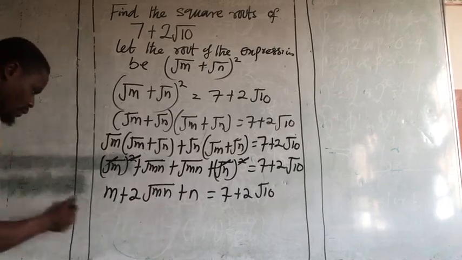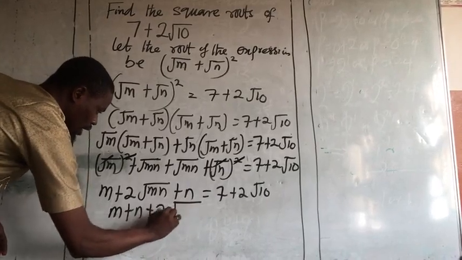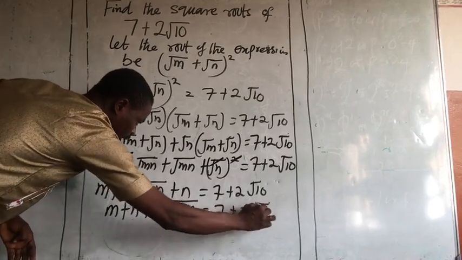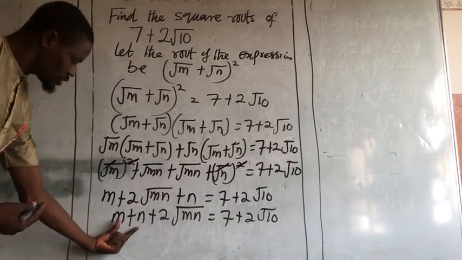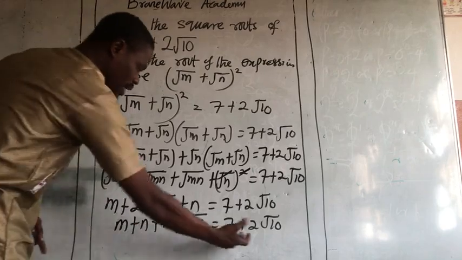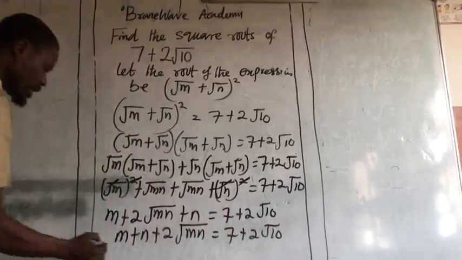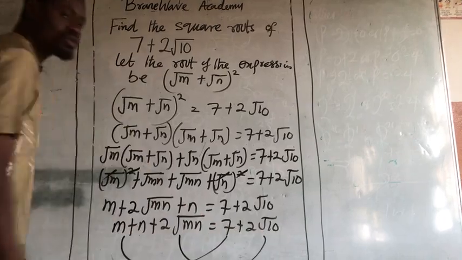This is the one that doesn't have root. We take it to this side. We have m plus n plus 2 root mn is equal to 7 plus 2 root 10. If you look at it, this one doesn't have root, this one has root. Likewise, on the right hand side, this one doesn't have root, this one has root. What am I going to do? I will equate this one to this as equation 1 and this one to this as equation 2.